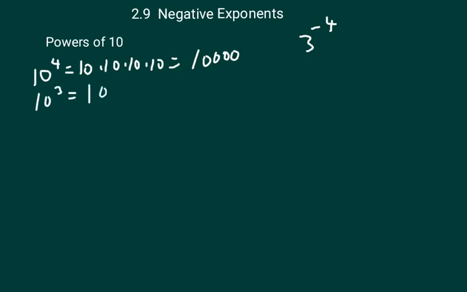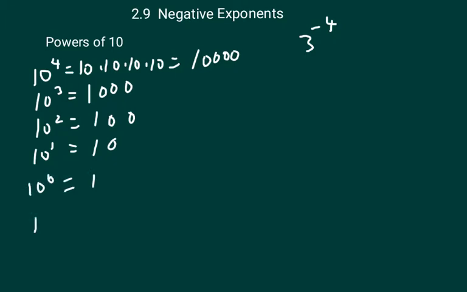10 to the third would be 1 with 3 zeros, because the exponent tells you how many zeros to put behind it. That's what I wanted to get at. 10 to the second, 1 with 2 zeros. 10 to the first, a 1 with 1 zero. 10 to the 0, a 1 with no zeros behind it. So make a prediction about 10 to the negative first power.